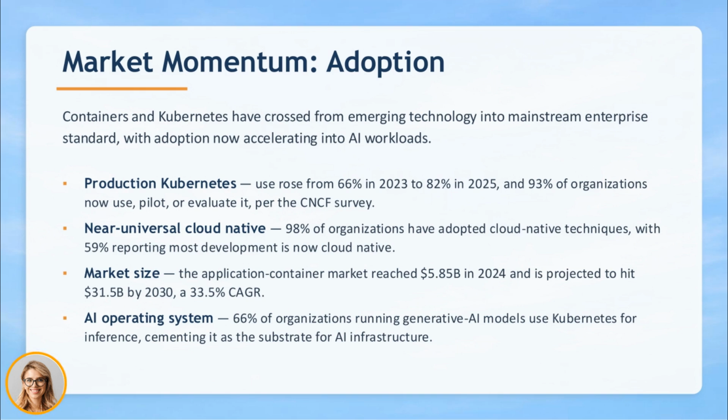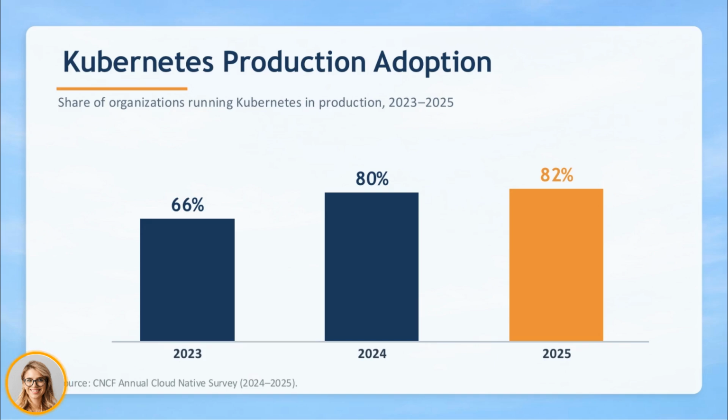AI infrastructure. This chart visually represents the significant growth in Kubernetes production adoption from 2023 to 2025. In 2023, 66% of organizations were running Kubernetes in production, a figure that climbed to 80% in 2024 and reached 82% by 2025. This trend, based on the CNCF Annual Cloud Native Survey, illustrates a technology moving into mainstream saturation. The rapid increase in earlier years, followed by a slight plateau, indicates that Kubernetes has become a mature and nearly ubiquitous base for modern workloads. This highlights its widespread acceptance and critical role in enterprise infrastructure.